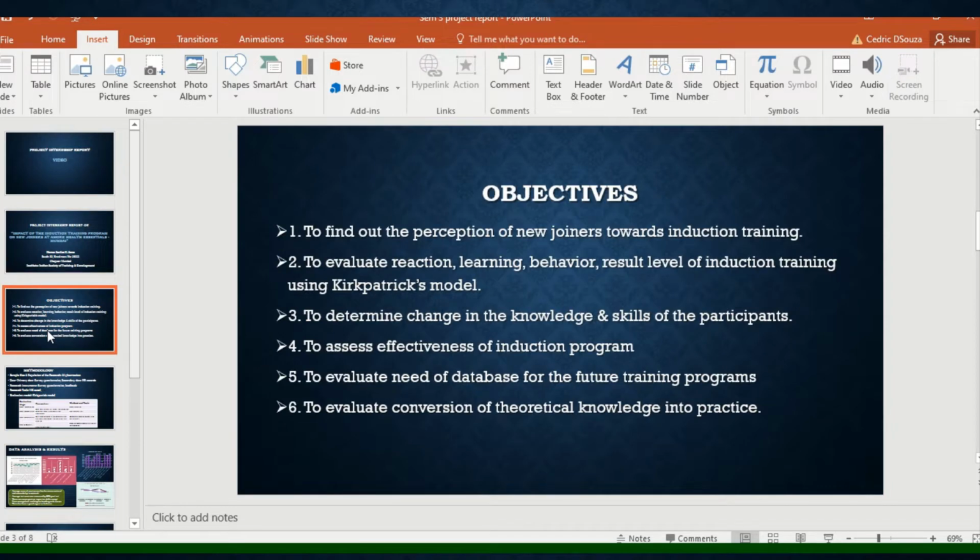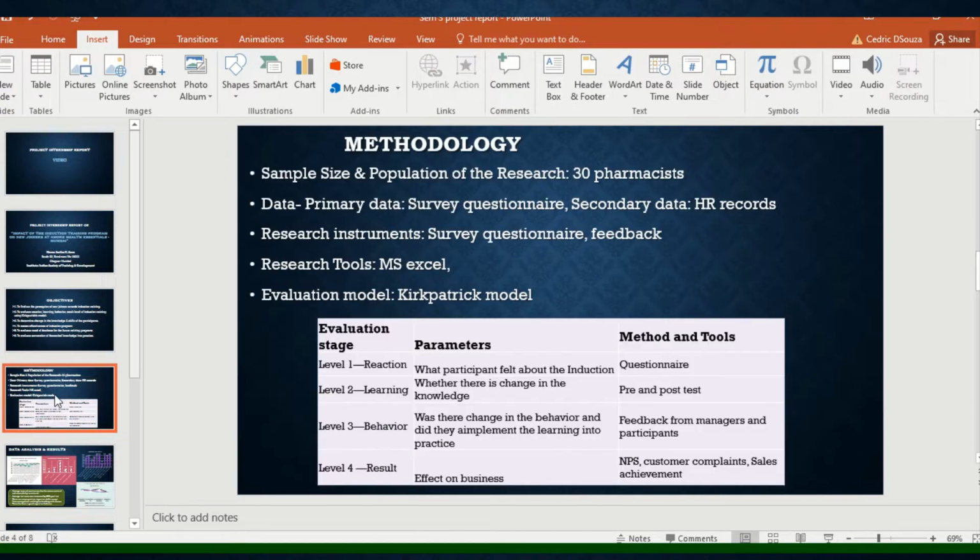So, the objectives that I had set for this research project are as below. To find out the perception of new joiners towards induction training, to evaluate reaction, learning, behavior, and result level of the induction training program using the Kirkpatrick model, to determine change in the knowledge and skill of the participants, to assess effectiveness of the induction program, to evaluate the need of a database for future training programs, and to evaluate conversion of theoretical knowledge into practice. So let us see the methodology that we had used.